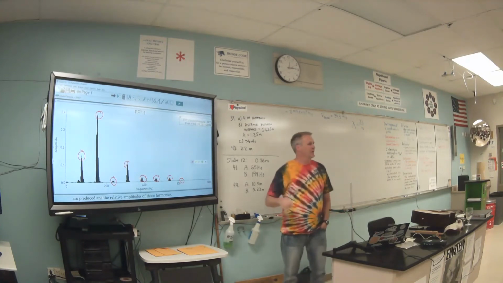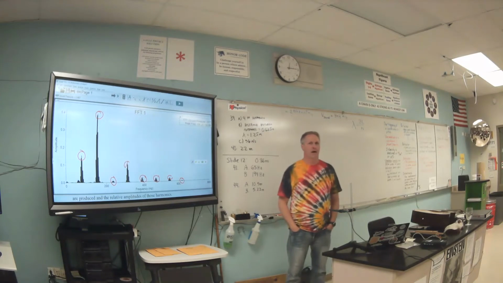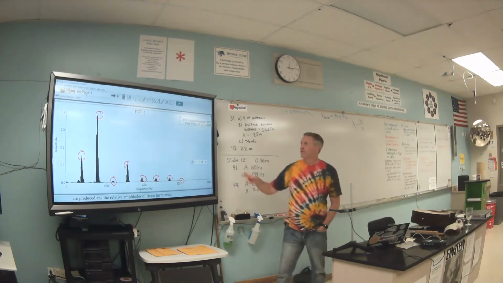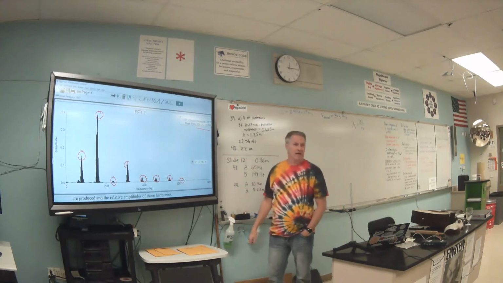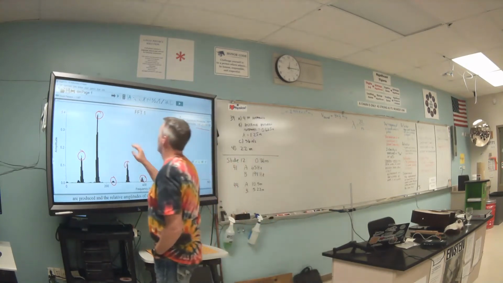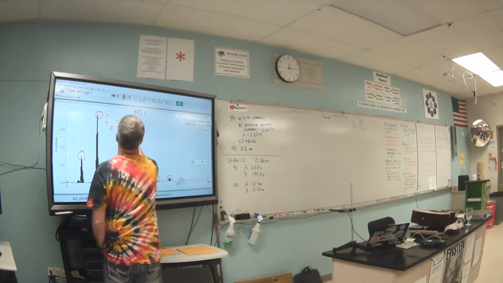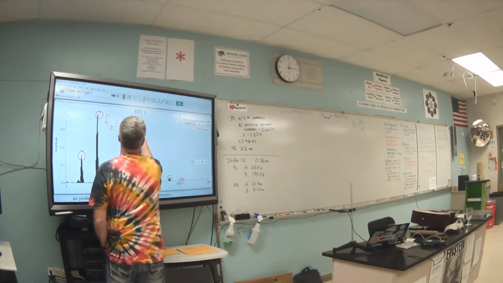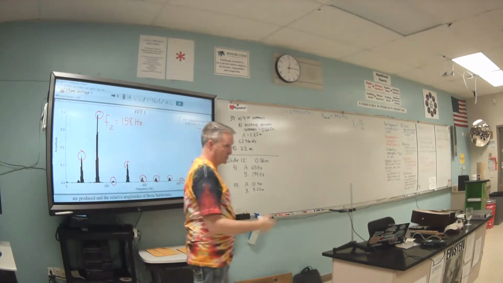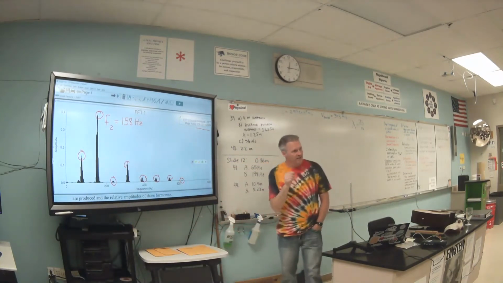Which one's the loudest? The second harmonic. The second harmonic is the loudest. It's the tallest. The software tells me what the value of the second harmonic is. The second harmonic is 158 hertz. My guitar must be out of tune because I think that's supposed to be 160. So my guitar is a little out of tune.